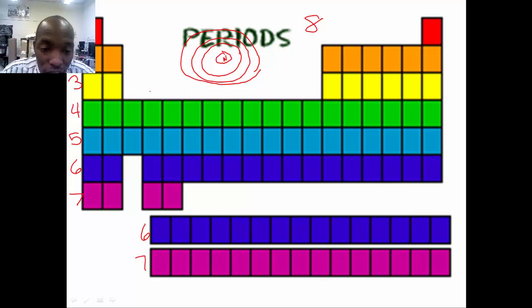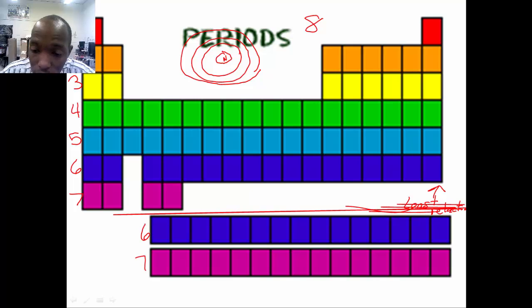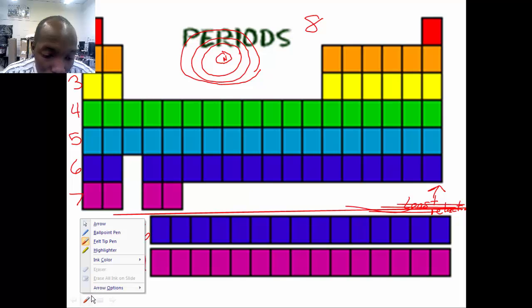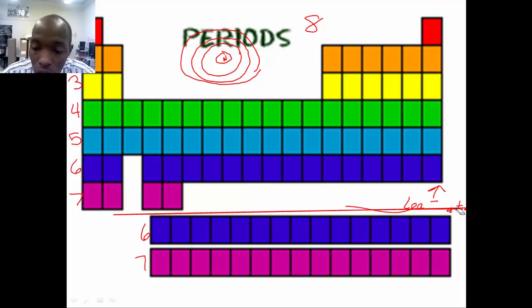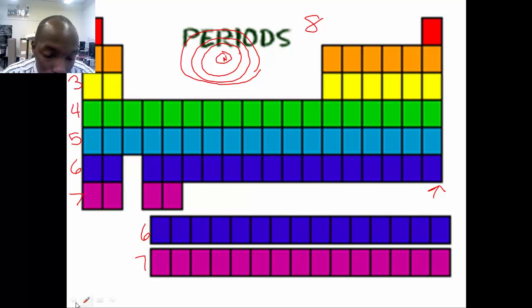And reactivity goes this way. The elements on this side in group 1 are the most reactive, which means they can bond with just about anything. The elements over here are the least reactive, and they really don't bond with anything. If we look at periods and groups, we're going to see that groups are important in determining a lot of things. Let me just erase this for a second.